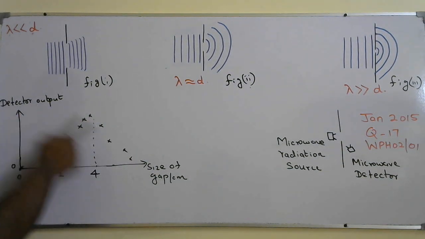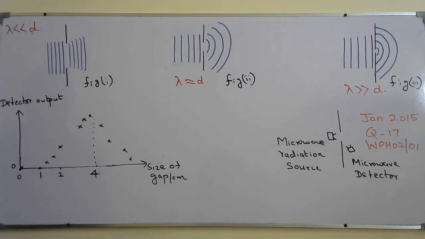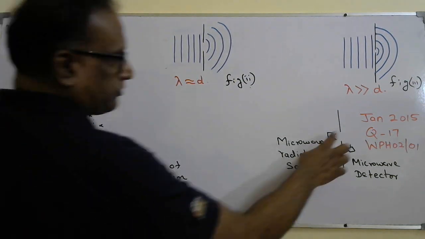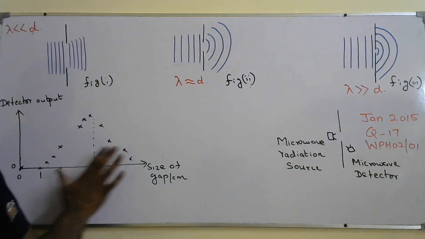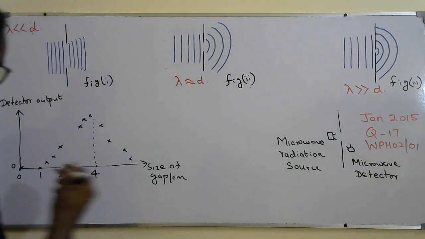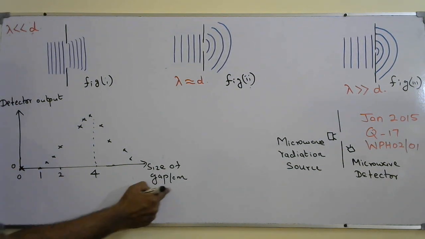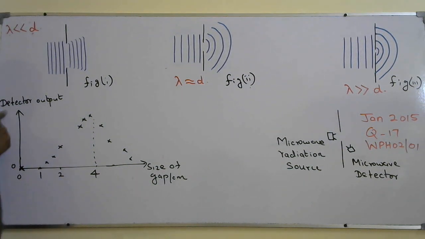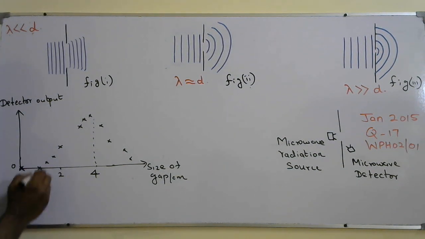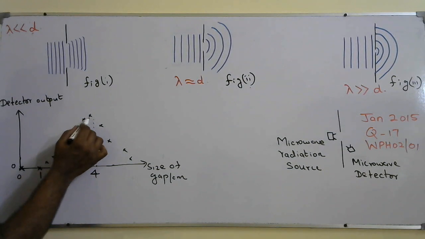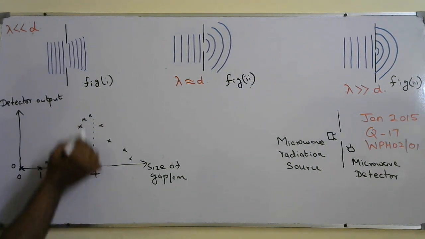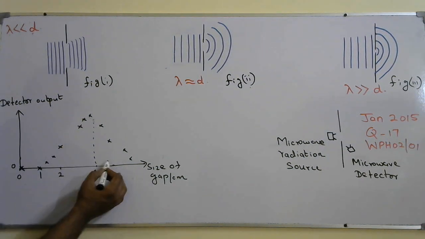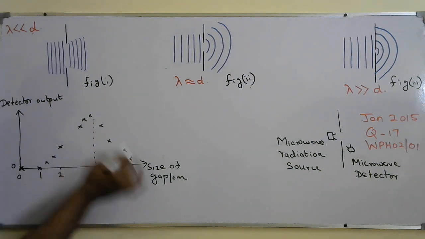The detector output against the size of the gap in centimeter. So they are varying the size of the gap, and they plot a graph. The graph starts at 0. When the gap size is 0, the detector reading is 0. When the size is 1, it is almost 0, then gradually increasing. There's a peak somewhere at 4 centimeter. When the size of the gap increases further, the reading is decreasing.